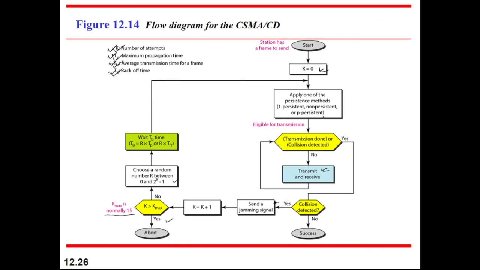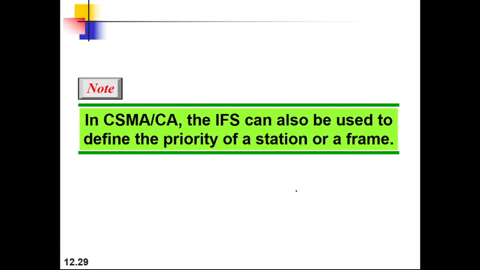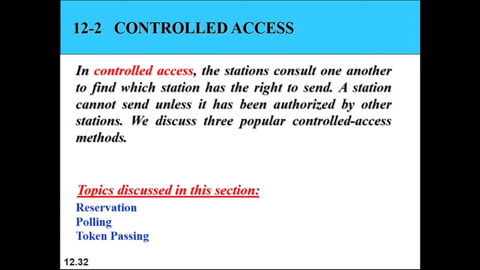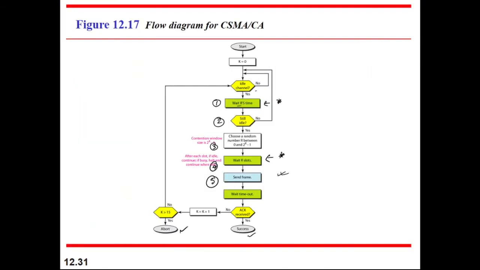In the case of CSMA/CD, you just transmit the data when you sense that the channel is idle, applying one of the persistence methods: one-persistent, non-persistent, or p-persistent. After transmission, if there is any collision, you send the jamming signal. These two algorithms are very important and very straightforward. You just have to remember the waiting time, how much time a frame needs to wait after sensing the channel is idle. So this is CSMA/CA.